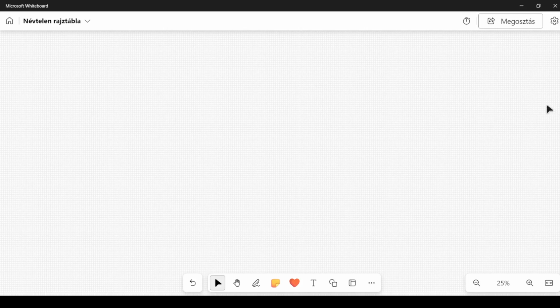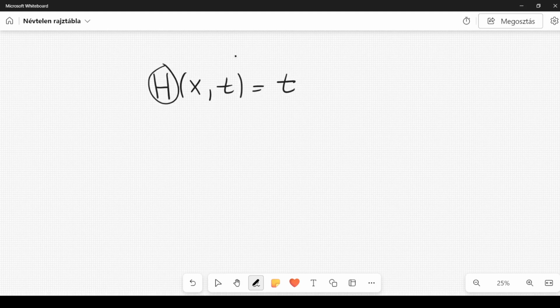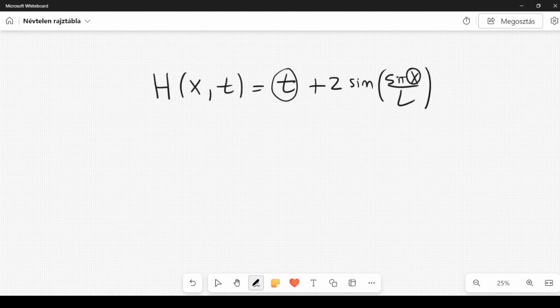In this video, I want to derive the series expansion of a function that depends on two variables, x and t. This function is equal to capital H, and the function is t plus 2 sine of 5 pi x over L. We will see that the expansion of this function will be an approximation of this function here, and the variables, as I said, are t and x, and there are formulas for the calculation of the Fourier series.